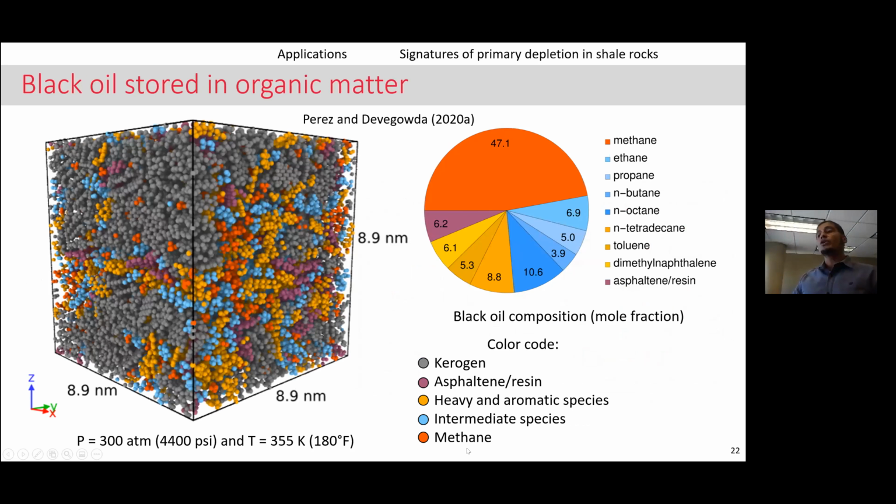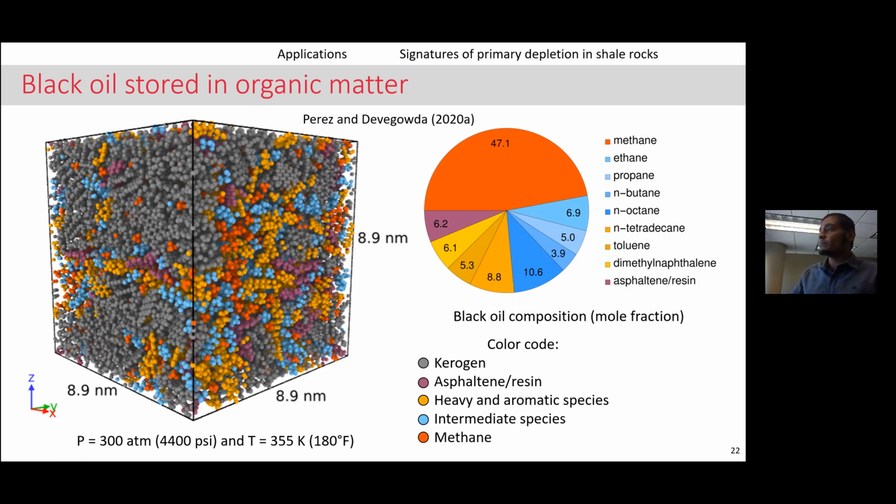And here's our molecular model of kerogen. Again, you can see the balls over here, the dots representing kerogen. We have the asphaltene and resin fractions, some of the heavy and aromatic species, some of the intermediate species, and methane, of course. This is our pressure. This is our temperature. And of course, a slightly larger model, closer to 10 nanometers as opposed to 5 nanometers that I showed you previously.